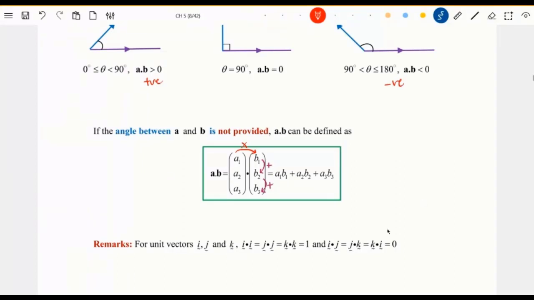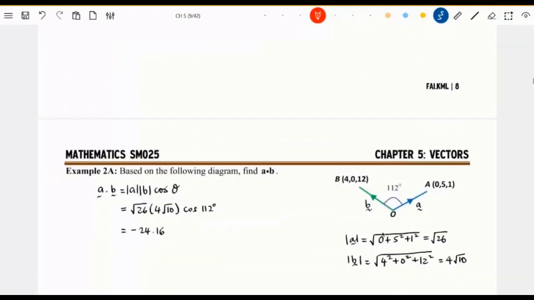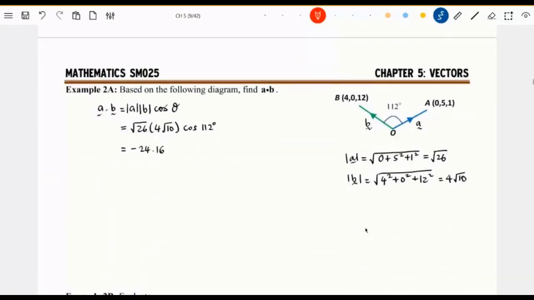Okay. Alright, so we go through directly for the example 2A. So ini dia beri angle which is 112. So obviously it's more than 90. Kita tahu jawapan akhir mesti negative value. Okay. So we have to find the magnitude of A, magnitude of B, and then we put the angle so directly calculate akan dapat nilai. So magnitude of A and B cari dulu. So usually this one we carry 1 mark. Substitute into the formula 1 mark, final answer 1 mark.